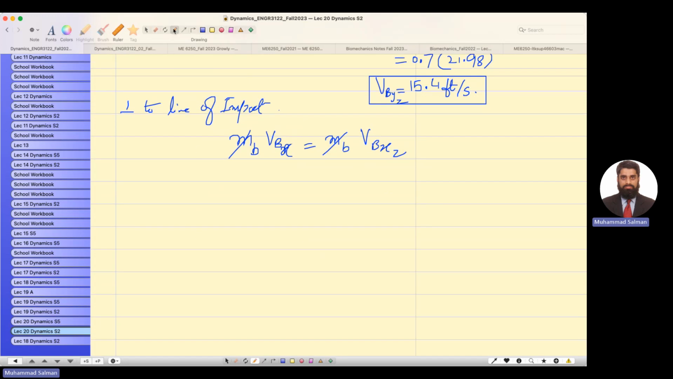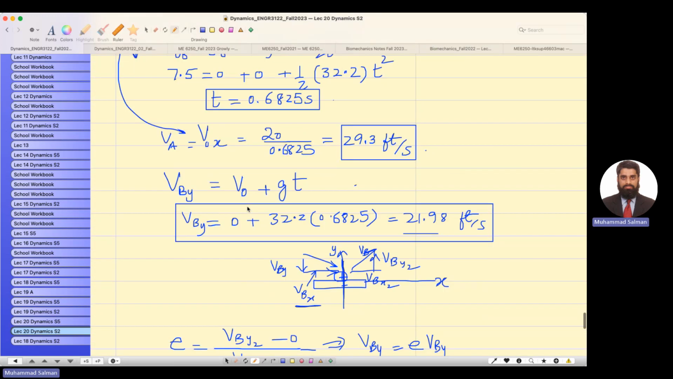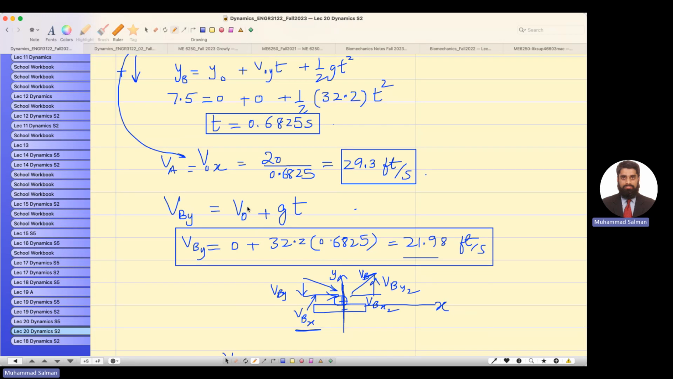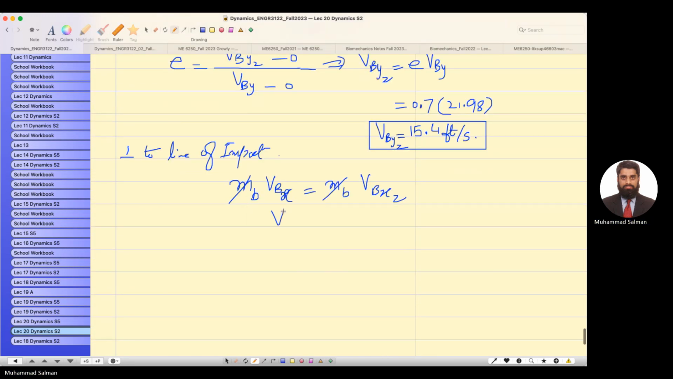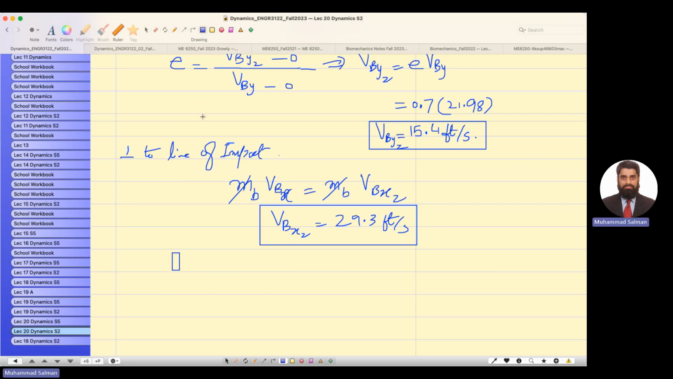Which is equal to what? What was the initial X component? 29.3. Look, VBX2 equals 29.3 feet per second. So we are happy now. We have found both components of the final velocity using the coefficient of restitution as well as momentum conservation in the perpendicular line. And now you can find out the magnitude formula.